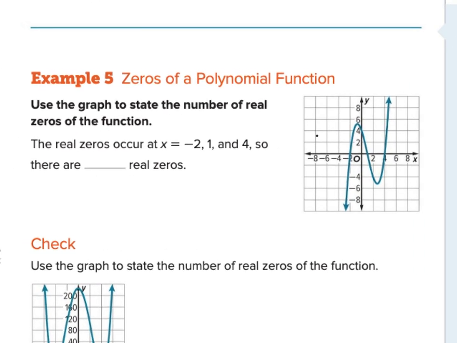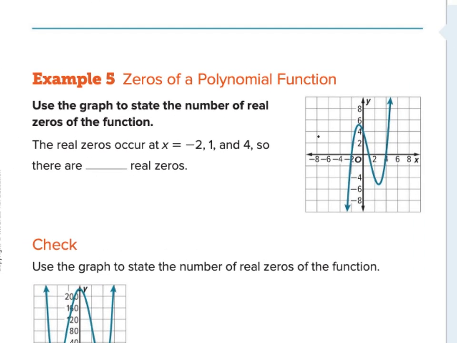Well, how many times does it cross over the x-axis? 1, 2, 3. Those are my 3 solutions. Those are my 3 x-intercepts. And so we can see that there are 3 real solutions. That's what they're talking about.